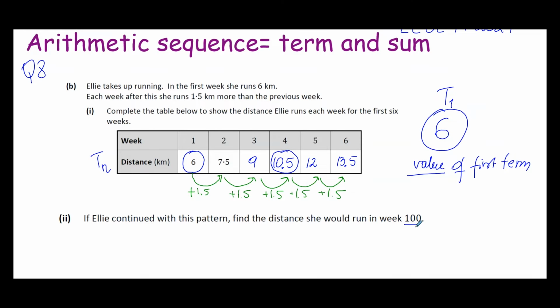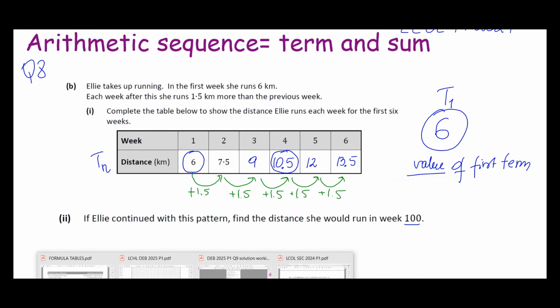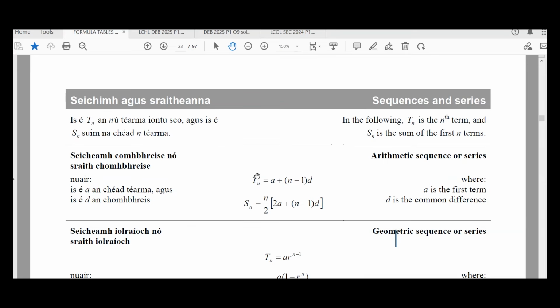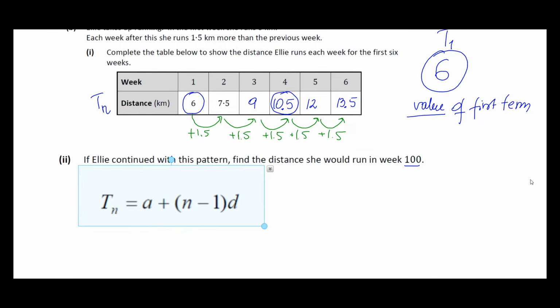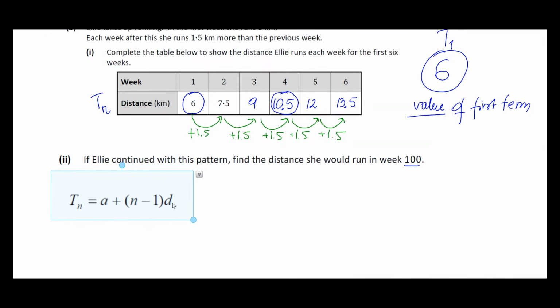So how do we do that? Well, we have a formula in our table for that. So we go to our table, we find the formula, and we write it down. Make sure you always write down the formula, okay?